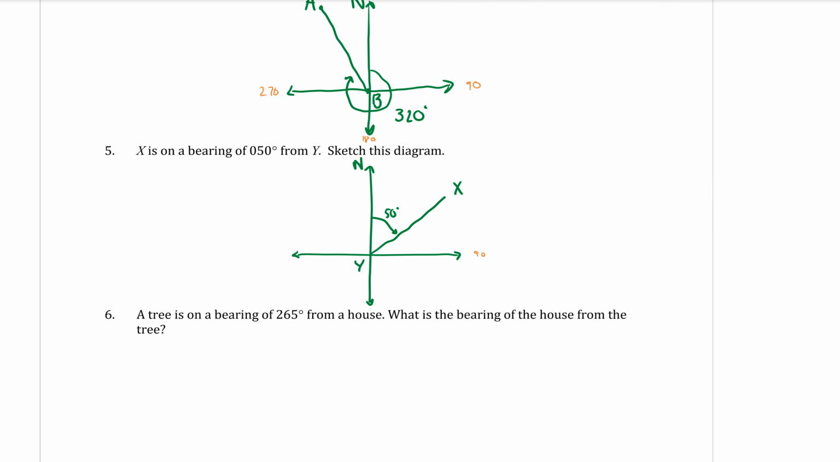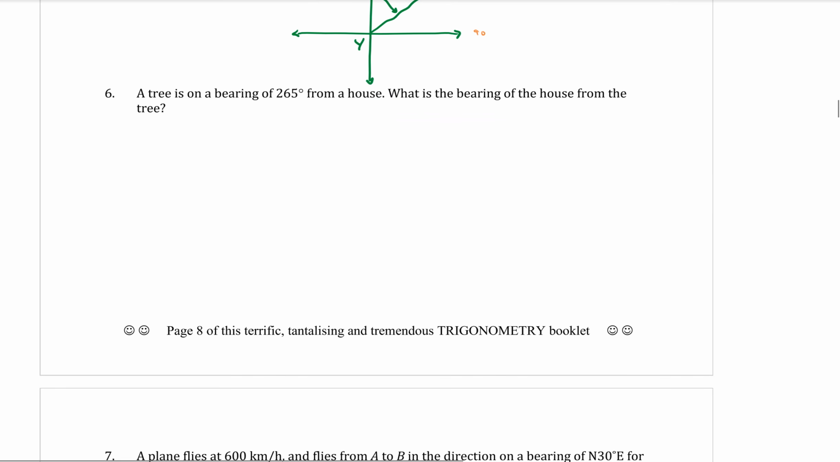Question 6. A tree is on a bearing of 265 degrees from a house. What is the bearing of the house from the tree? Okay, so first of all, I'm going to need 2 little compasses here. My first one, I'm starting at the house. So I'm going to put an H in the center of this compass, my N up here for north. From my house, the tree is on a bearing of 265.